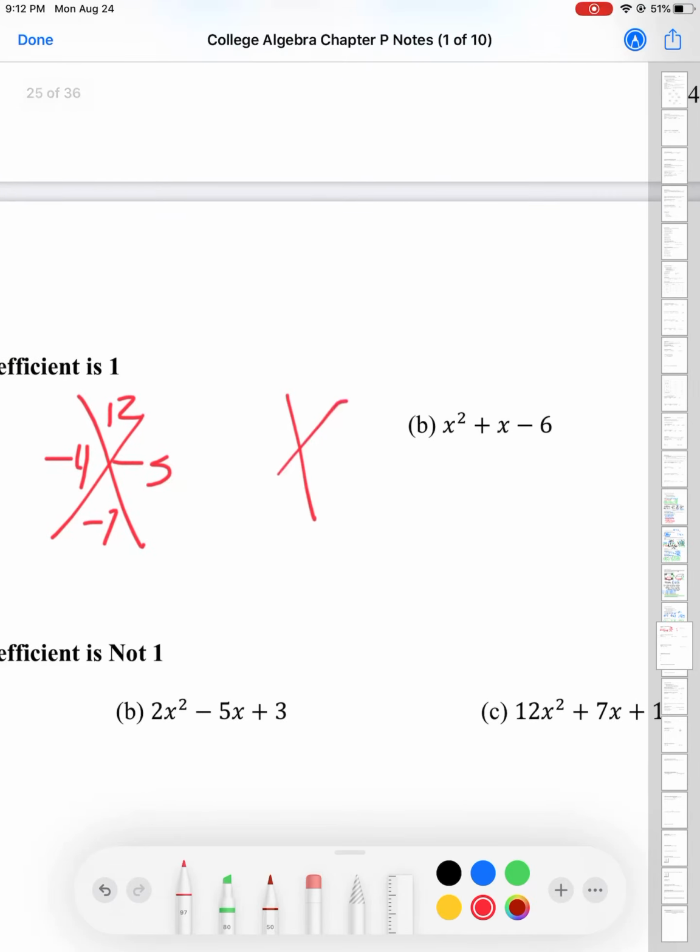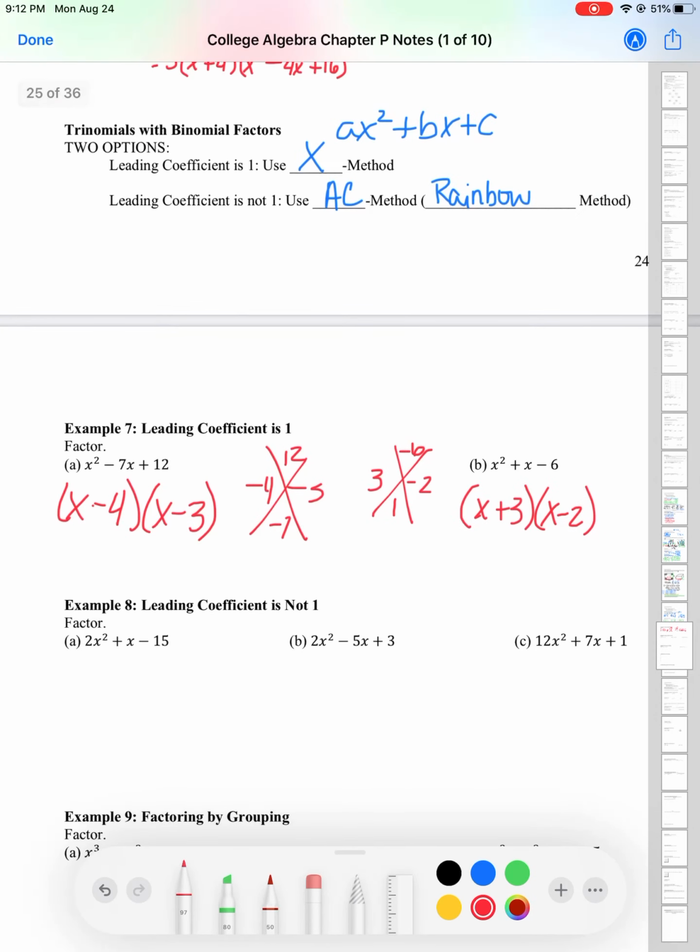Go ahead and try B if you want. But we need 2 factors that multiply to -6 and add to 1. Hopefully you're seeing +3 and -2. So we have x plus 3 and x minus 2. So those ones are pretty easy. Remember, always look for a GCF too. That's always our first step.